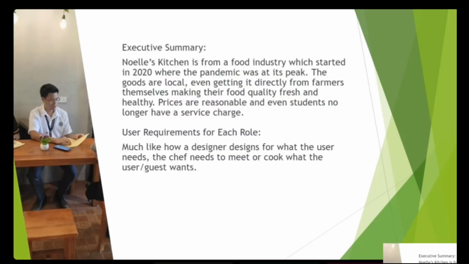Documentation. Executive summary. Noel's Kitchen is from the food industry and started in 2020, when the pandemic was at its peak. The goods are local, even getting them directly from farmers themselves, making their food quality fresh and healthy. Prices are reasonable, and students no longer have a service charge. User requirements for each role. Much like how a designer designs what the user needs, the chef needs to meet or cook what the user or guest wants.